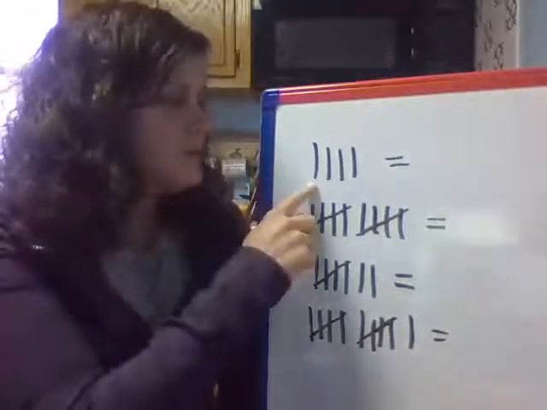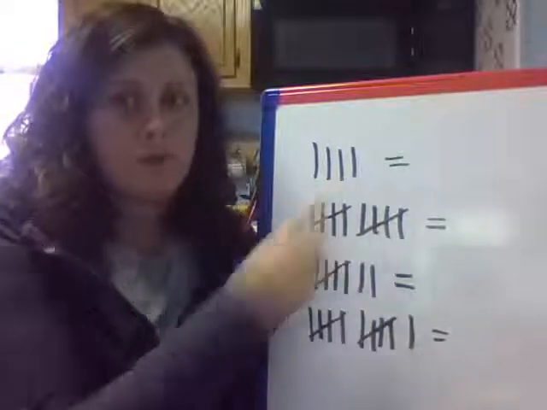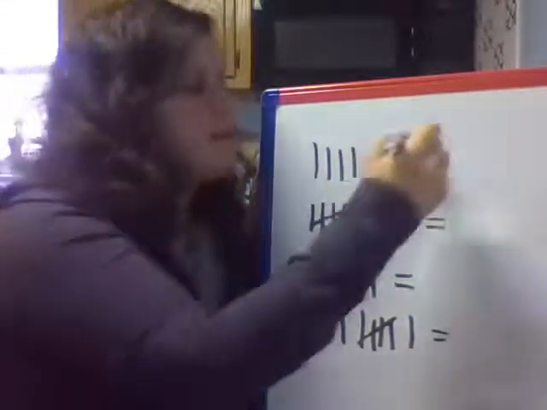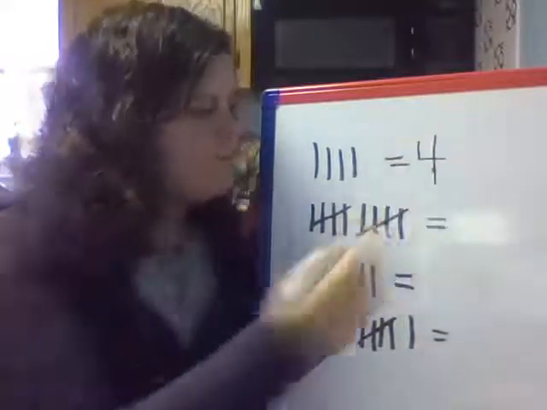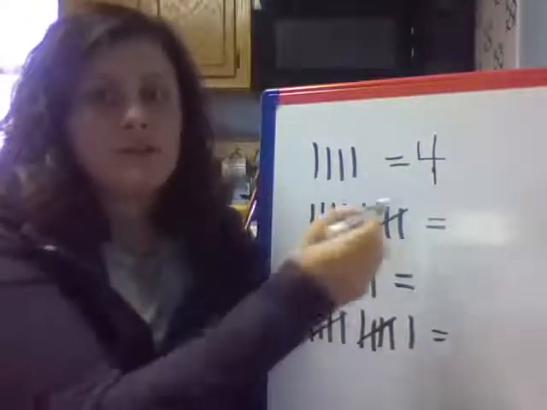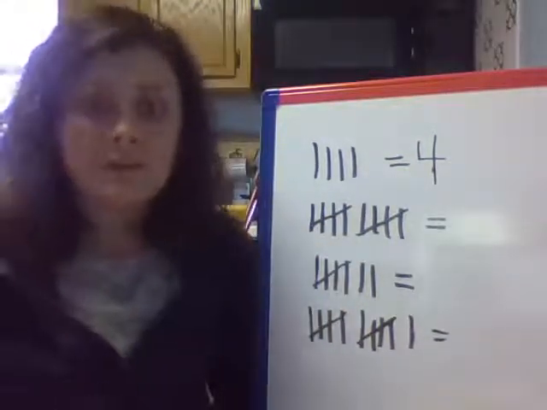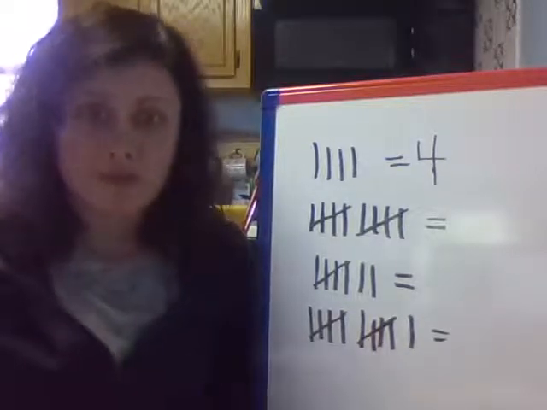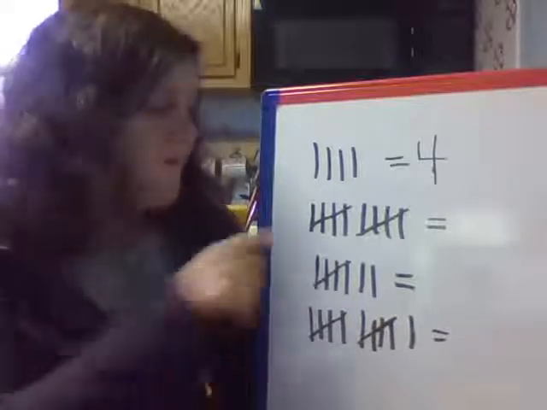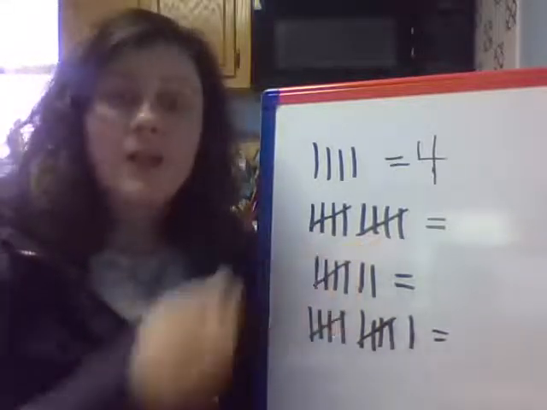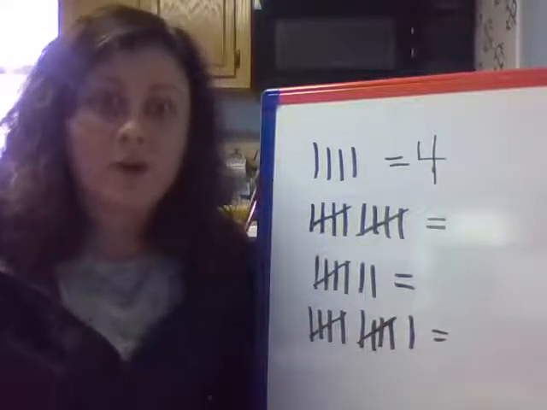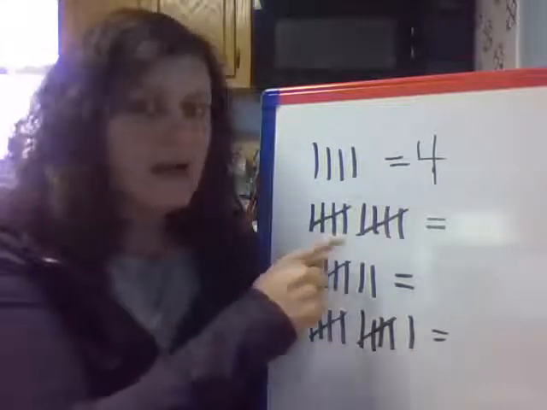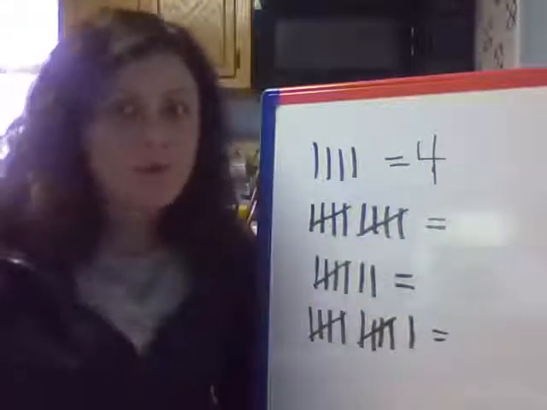So let's look at this one. If we count, we go 1, 2, 3, 4. So we know right away that it's going to be 4. Now this one, I noticed that I have slashes twice. So when I think about that, I want you to think about our counting strategies. So if I know these are groups of 5, I know you can count by 5s. So if we count that, we're going to go 5, 10, and then we can just write the 10.